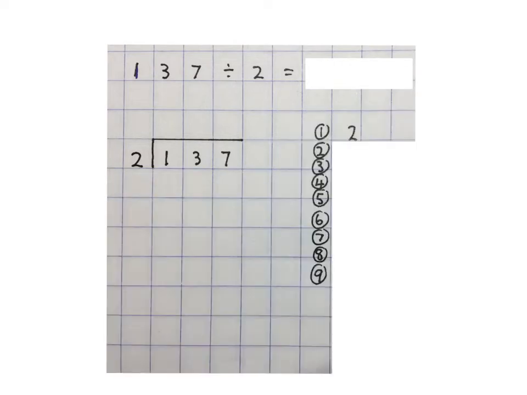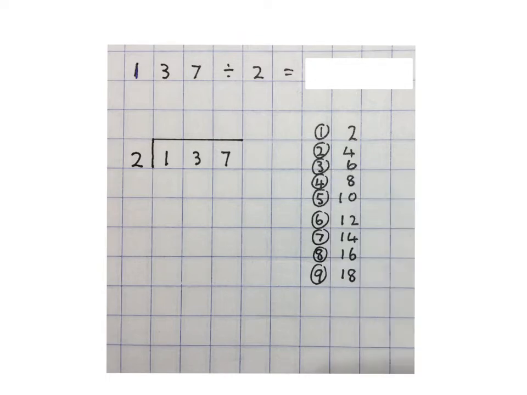Firstly, we write down the divisor's multiplication tables here. So 1 times 2 is 2. 2 times 2 is 4. You can just double the 2. 3 times 2 is 6. And you do all of them up until 9 times 2, which is 18.